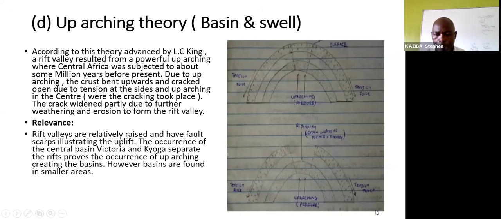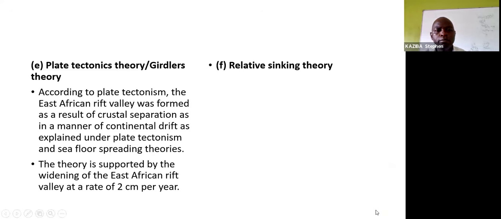Then plate tectonism. Of course, you know very well seafloor spreading, as the material gets out of the mid-ocean ridge, it pushes the continents away, widening and forming a Rift Valley. And this theory is supported by the widening of the East African Rift Valley at a rate of 2 centimeters per year.